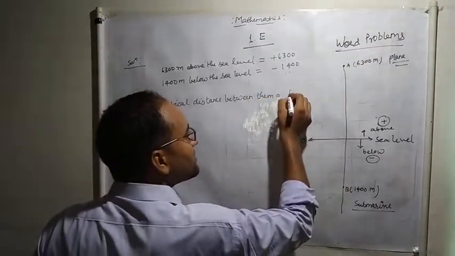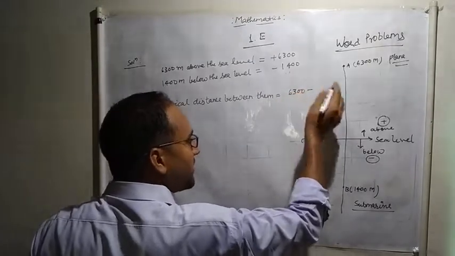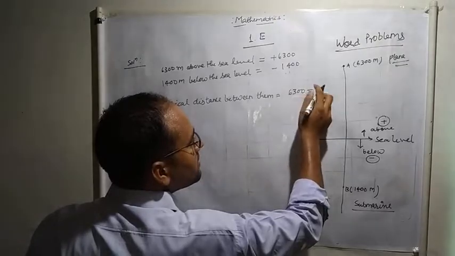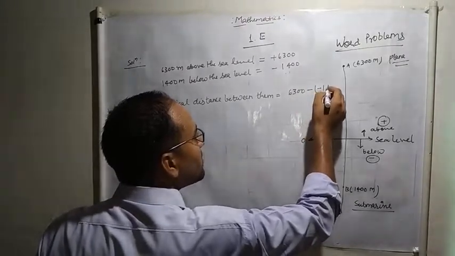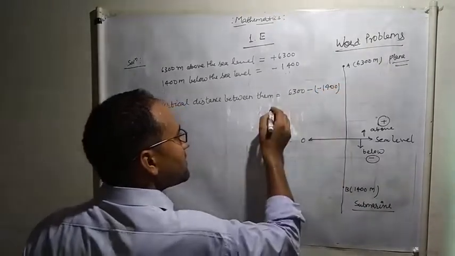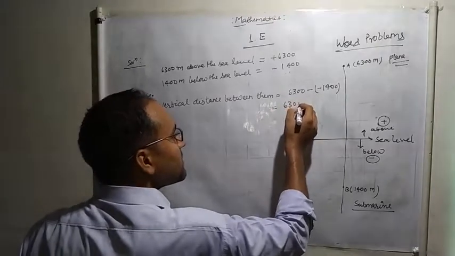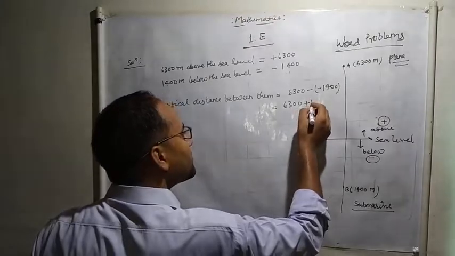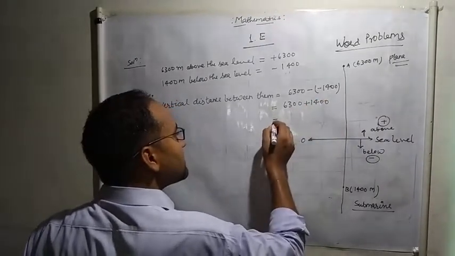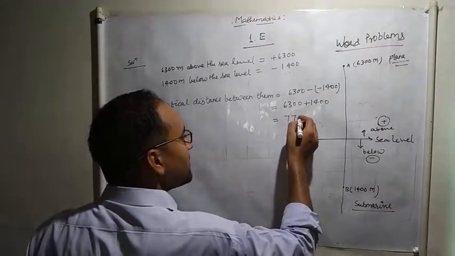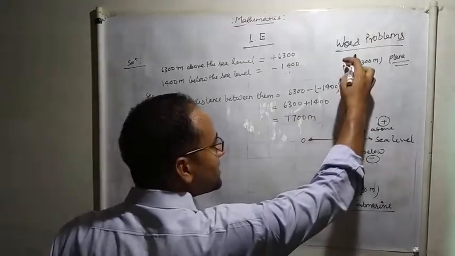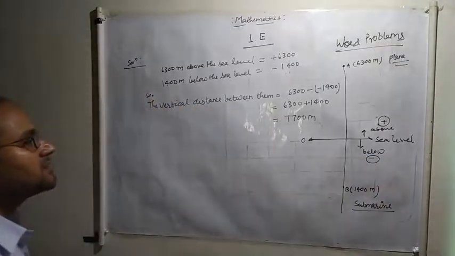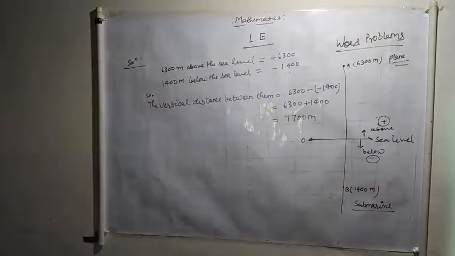First I'm going to write this one, 6,300 minus (minus 1,400). Removing this bracket, minus multiplied into minus gives plus, so you get 7,700 meter. So the distance between A and B, plane to the submarine, is 7,700 meter.